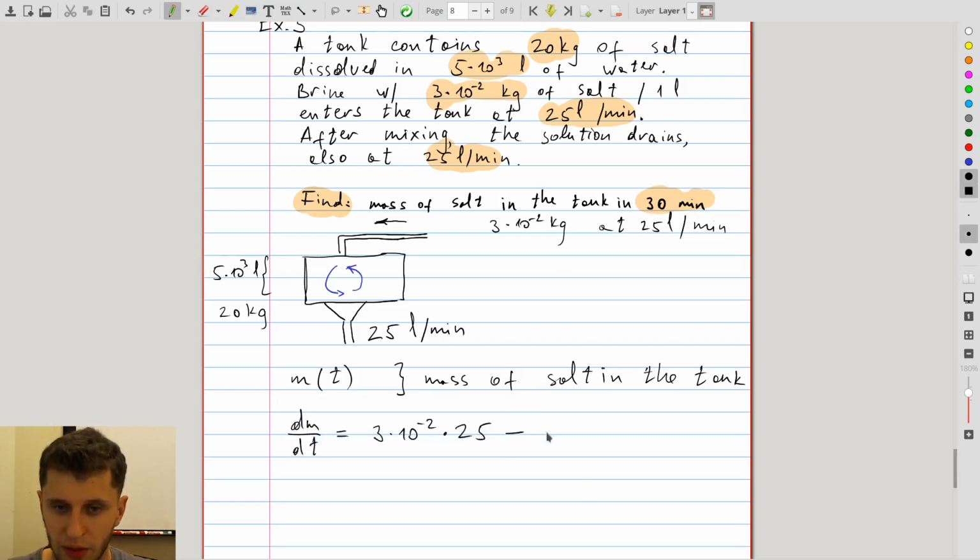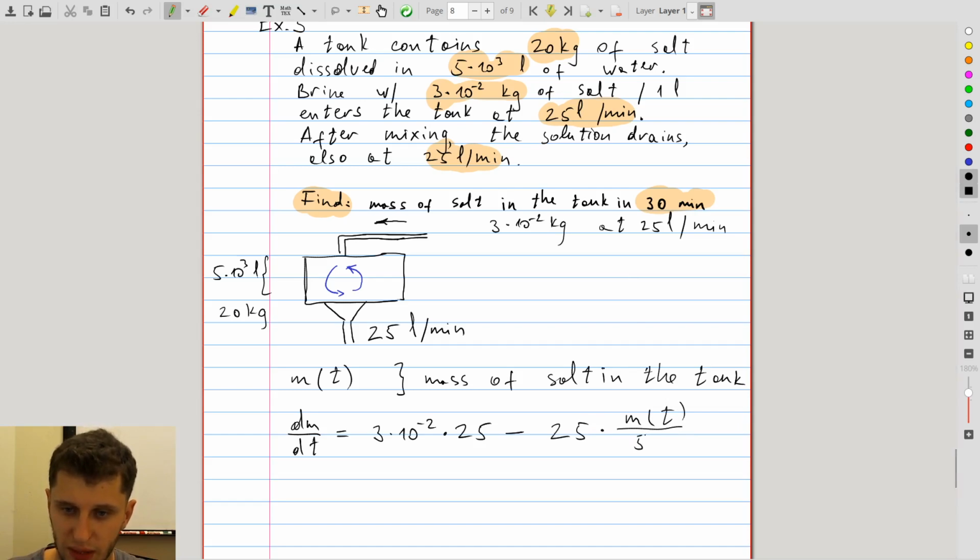Well, I will be losing 25 liters again. So I have 25 liters, and then I need to multiply 25 liters by the concentration of salt in that volume that I'm going to be losing. So for brine, that was easy because we were given this concentration. Now for the solution that is being drained from the tank, the concentration is given by the ratio of the mass of salt in the tank to the mass of the entire tank.